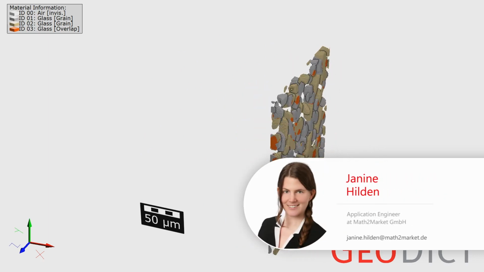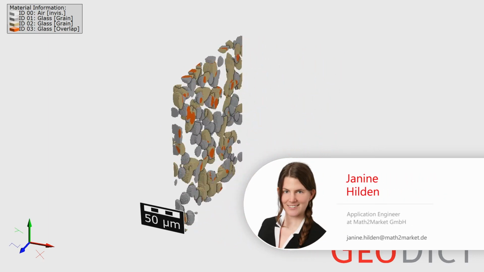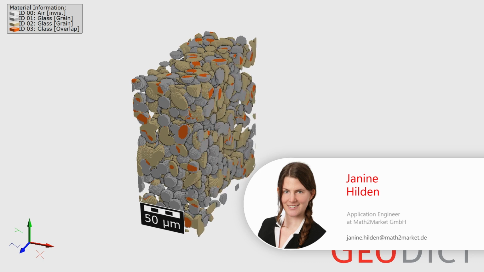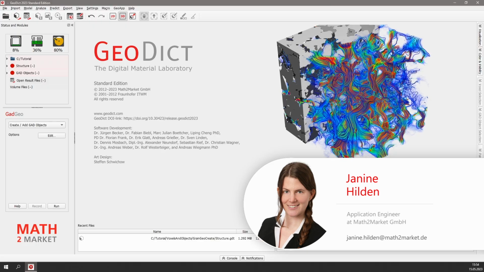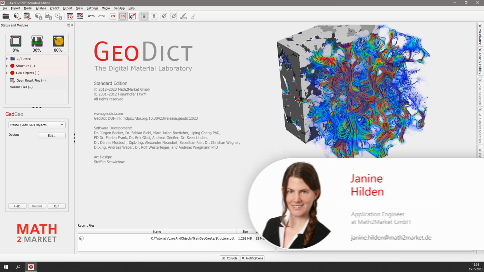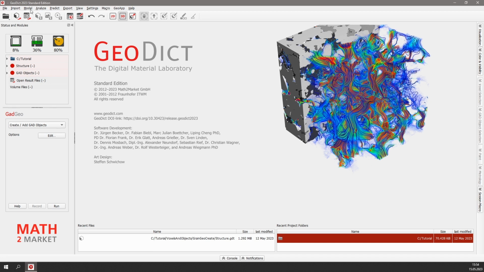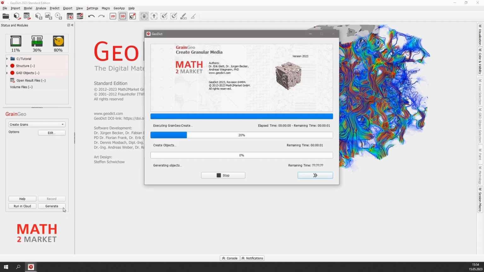My name is Janine Hilden, I'm an application engineer at Math2Market, and in the following video I will explain to you the object overlap in GeoDict. Therefore, we just generate a little structure with GrainGeo. Up here, select Model, GrainGeo. Of course, you can also use any other structure generator from this list to follow this video. Now in the Module section, simply click Generate.